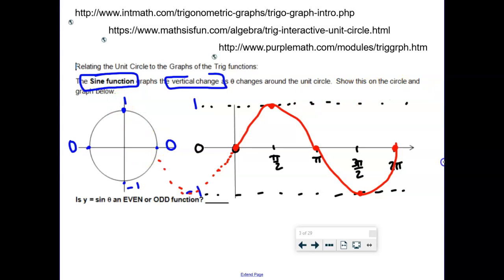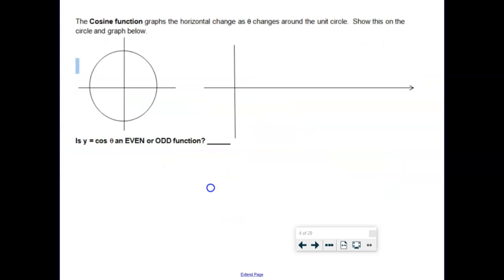Is this an even function or an odd function? To answer that question, you've got to go back and think about your symmetry rules. So this is odd. Very good. If it has symmetry about the origin, which this one clearly does, you have an odd function. Very good. Makes sense.